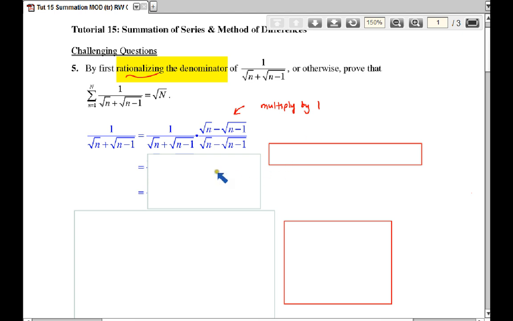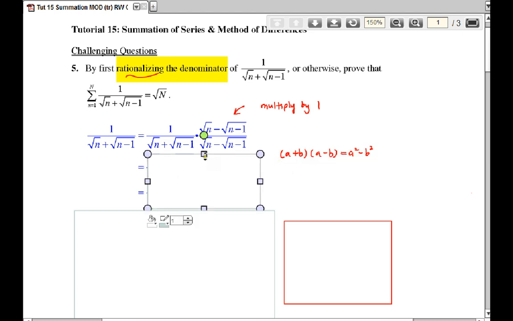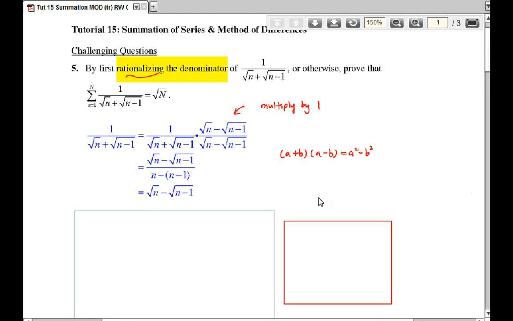Okay, good. So when we rationalize, we will then see that the denominator is making use of the idea a plus b, a minus b. Denominator becomes a squared minus b squared. So it becomes this. And it becomes quite nice. And you realize that the denominator actually becomes 1. And it's just that.